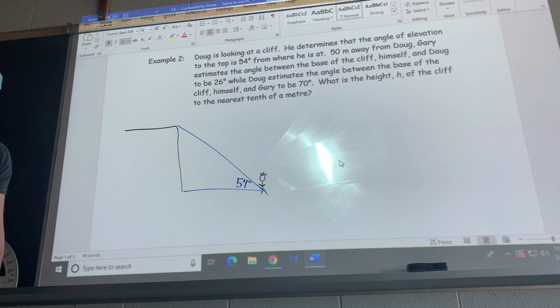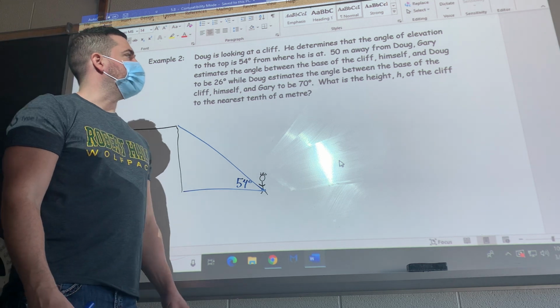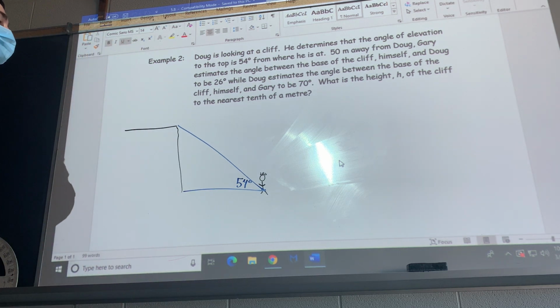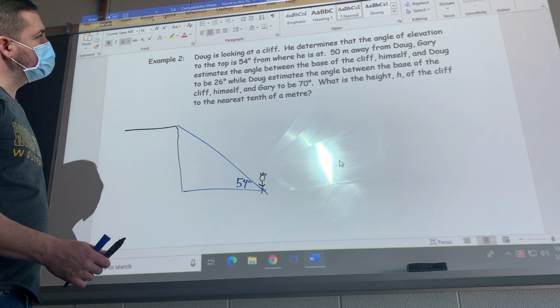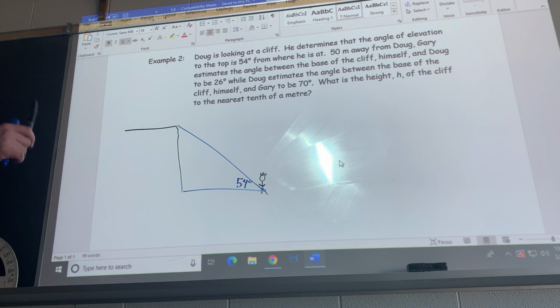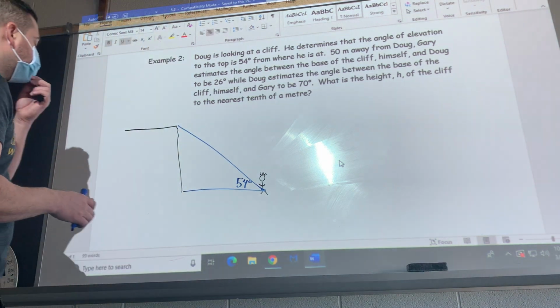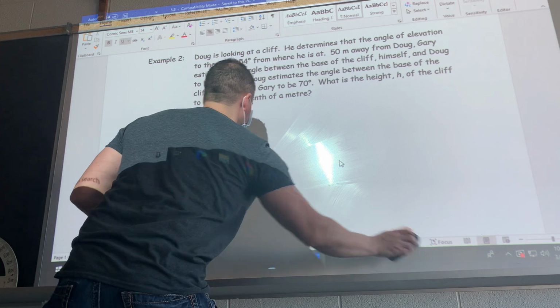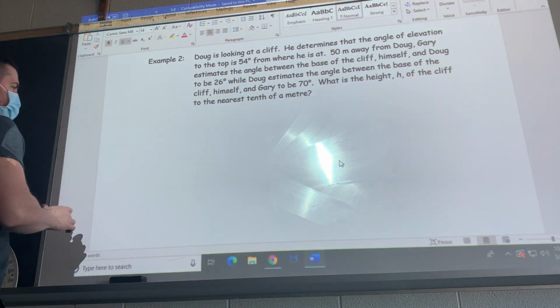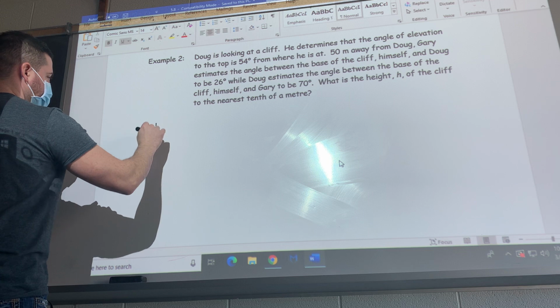50 meters away from Doug, Gary estimates the angle between the base of the cliff, himself and Doug to be 26 degrees. Whoa, hold on. Oh, I know which one I did. I'm sorry, I have to draw it differently. Sorry, I thought this was something else.